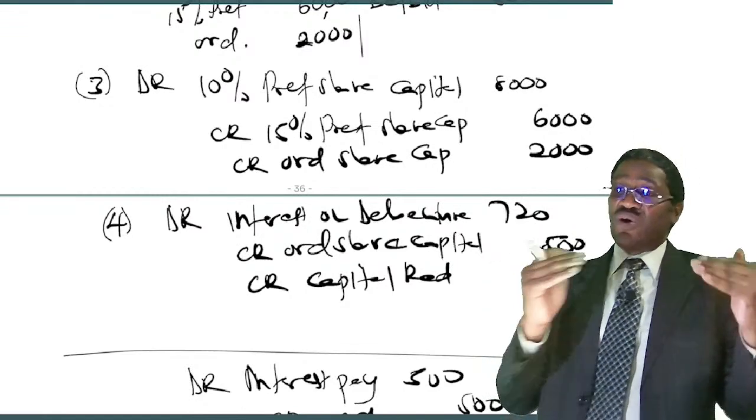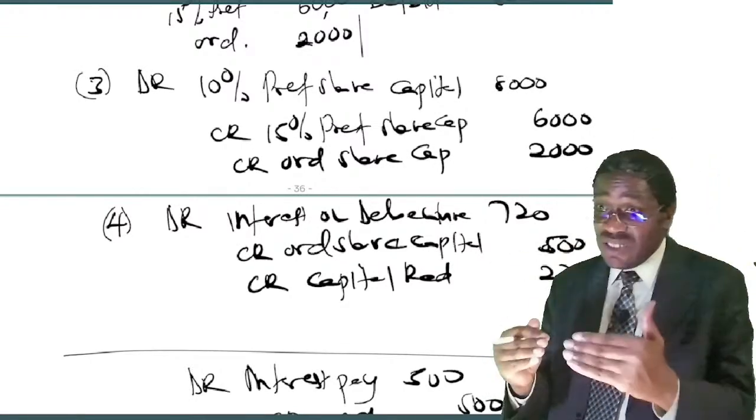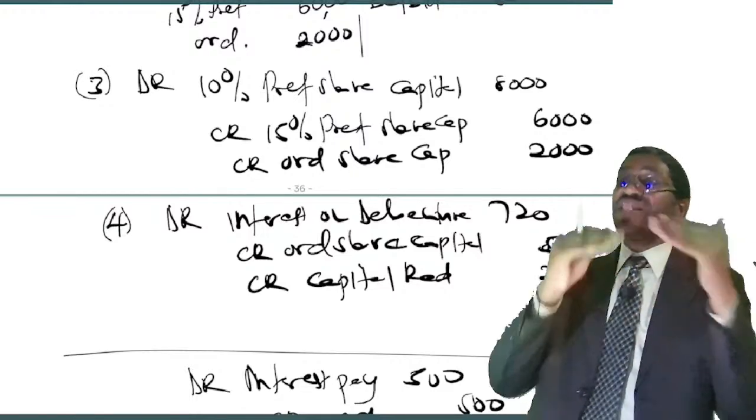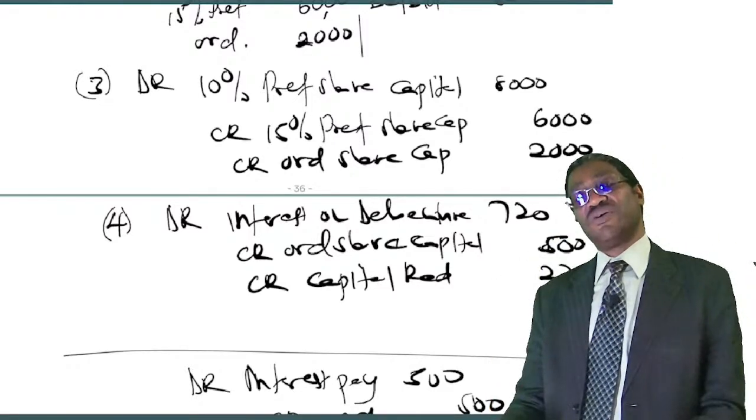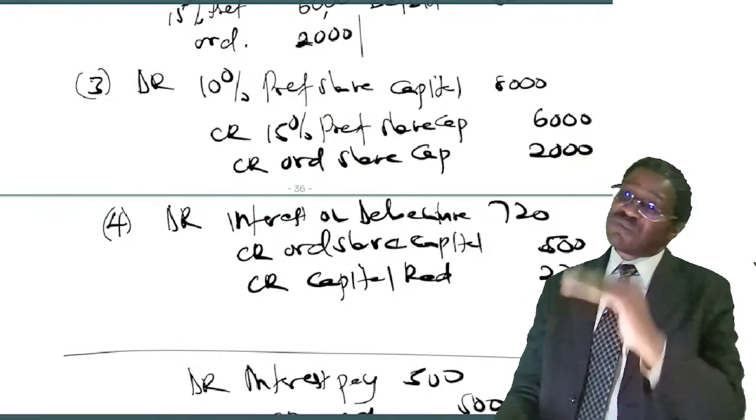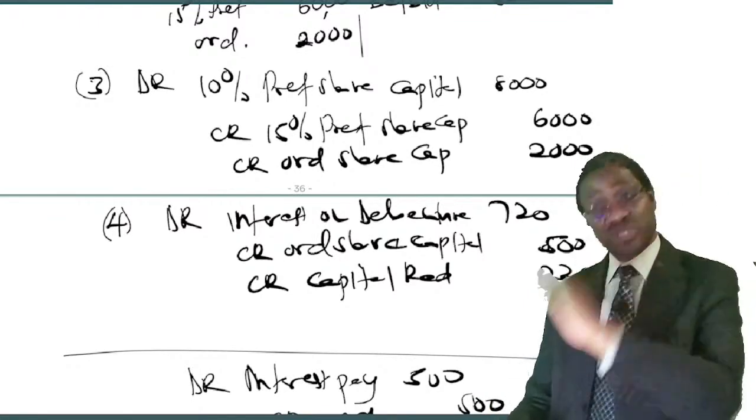Which means you have recognized the payment and the gain. So this is the payment and the gain on payment of the debenture interest. Alternatively, I'm saying you could have shown the two entries separately.